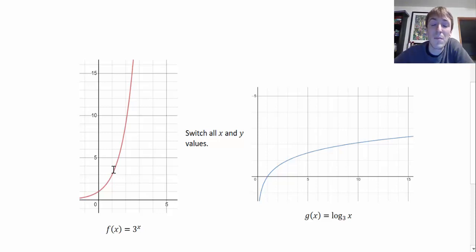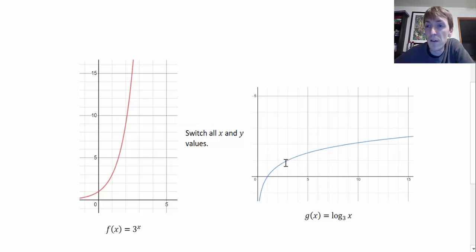On the graph, what that means is that we're switching all the x and y values. So for every point on this graph, if we switch the x and y values, we get a point on the graph of log. For example, one point on this graph on the left is 0, 1. That's going to become the point 1, 0. In other words, if I plug 1 into the log base 3, I get out 0. Another point on here is 1, 3. That's going to become the point 3, 1.